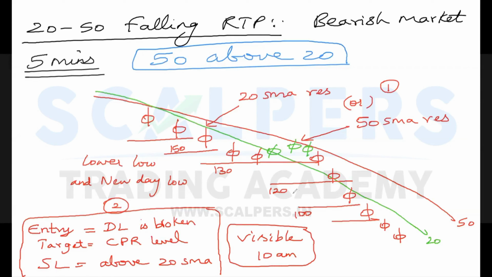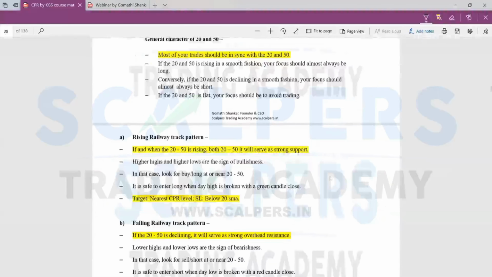If RTP is forming between 12 o'clock, 1 o'clock, 2 o'clock, then it is a fake RTP. Remember one point: you should go for buy only when day high is broken in a rising RTP. You should go for sell only when day low is broken in a falling RTP. Now I will show you many examples of charts.